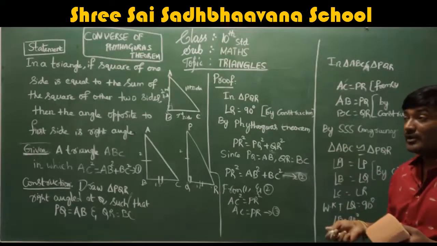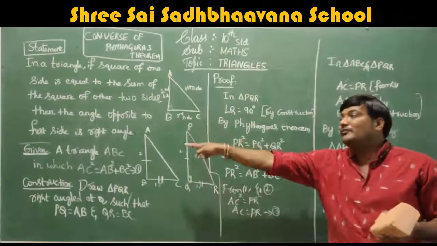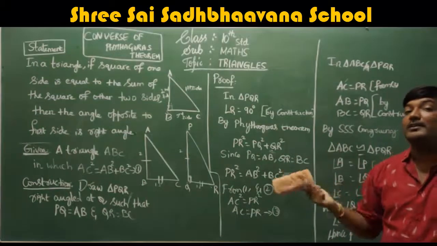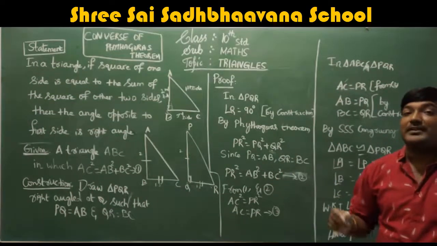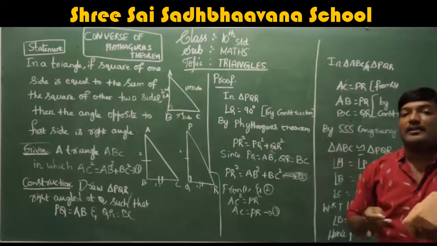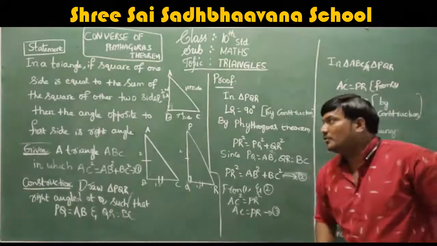In Pythagoras theorem, what did you do? They only gave that triangle ABC is a right angle triangle, and we proved AC square is equal to AB square plus BC square. Just remember the statement that Rama killed Ravana. They said Rama killed Ravana. We are saying Ravana was killed by Rama. That's all. Converse is just like that. Okay, I hope you understood.